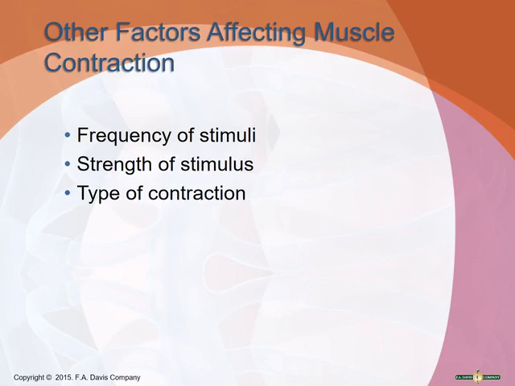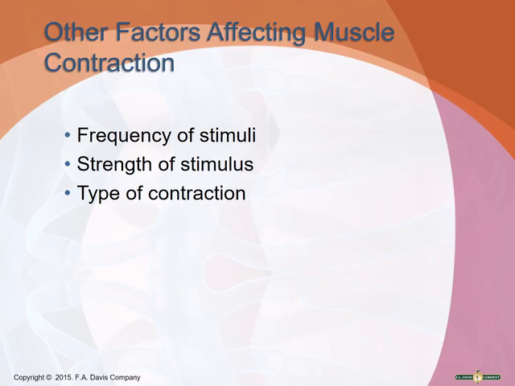If the impulses arrive so fast the muscles can't relax at all between the stimuli, the twitches merge into one prolonged contraction called complete tetanus. If you think of that, that's when your muscle is just totally stiff. You can't really relax or move it or anything.